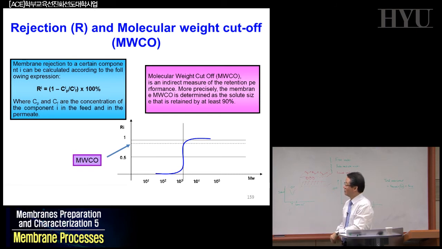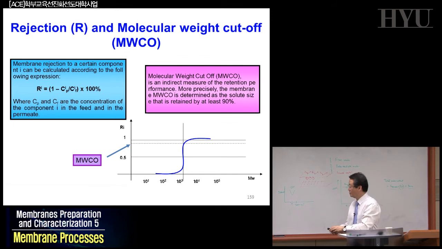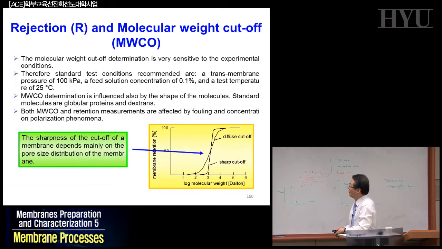Then you calculate the rejection and plot it against the different molecular weights, and the point that gives 90% rejection is called the molecular weight cutoff. You can have a sharp molecular weight cutoff or a broad molecular weight cutoff, depending upon your pore size distribution, the pore size of the membrane, and so on.